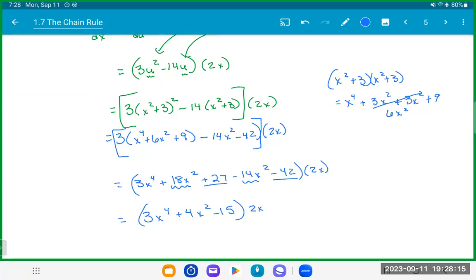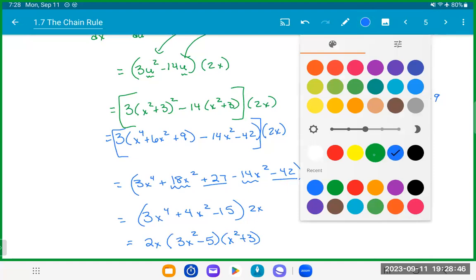And the one last thing that I would say is we can actually factor, because this right here is a perfect square. We have the 4 and the 2. We could actually factor that into, we'll move the 2x up to the front, and that's going to leave us with 3x squared minus 5 times x squared plus 3.